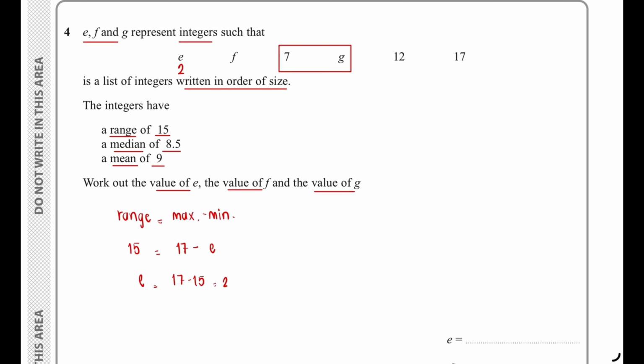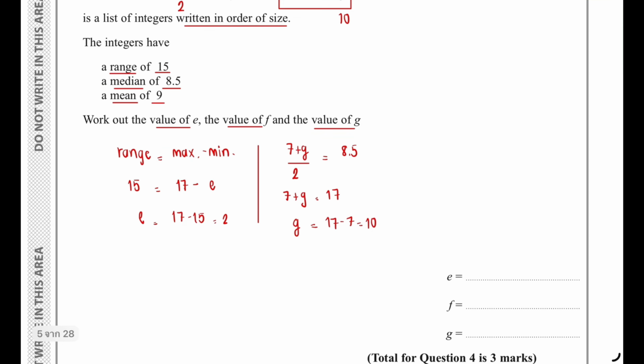So we have 7 plus G divided by 2, since it has two numbers in the middle, equal to 8.5. So 7 plus G equals 8.5 times 2, which is 17. Therefore G equals 17 minus 7, which is 10. So G is 10. The last one is the mean.